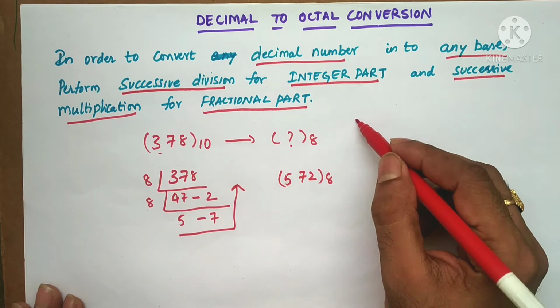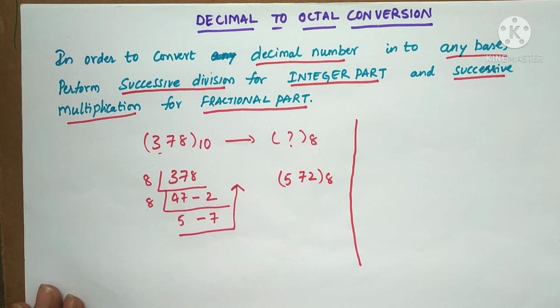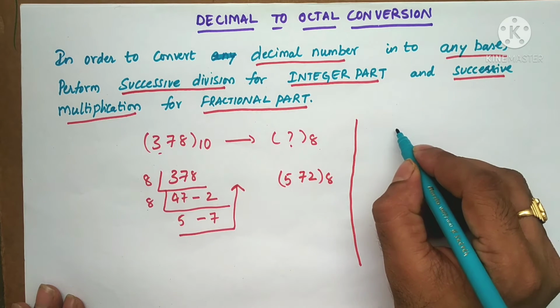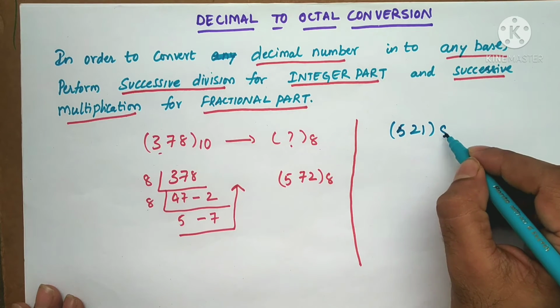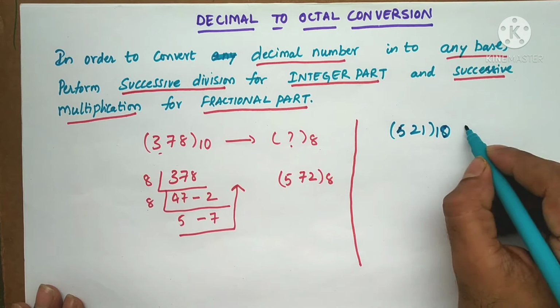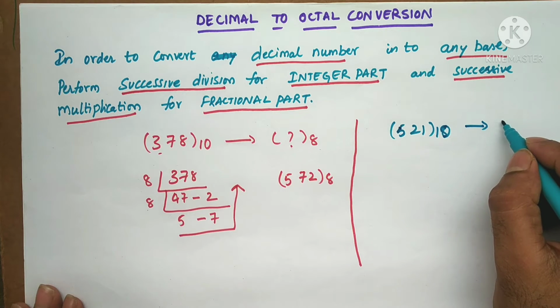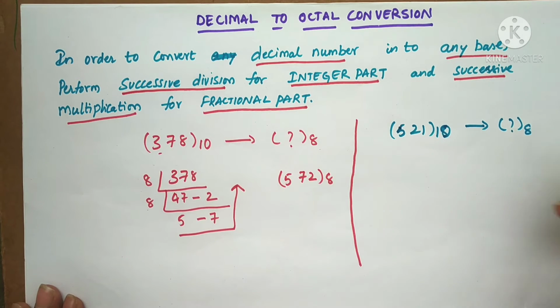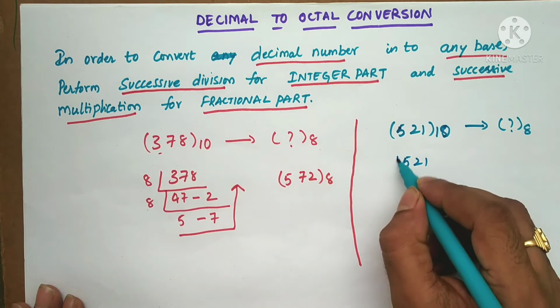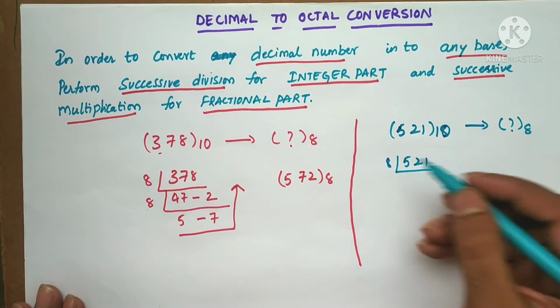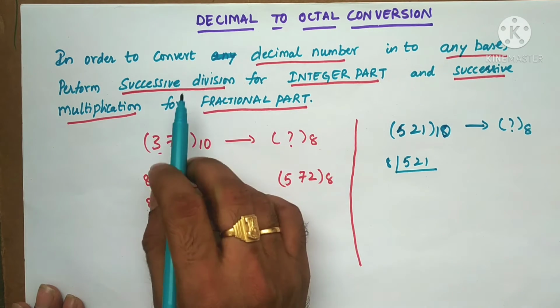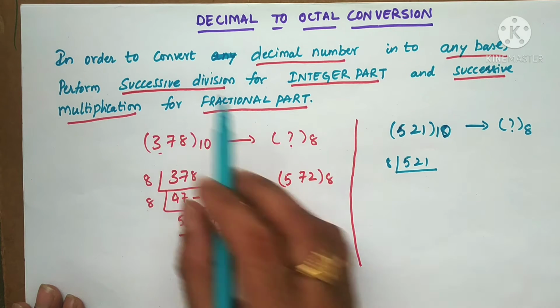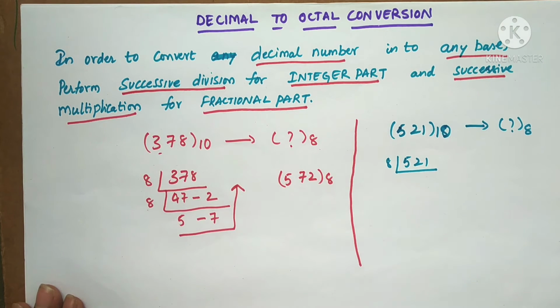Let us take another example. Here I want to convert 521 base 10, a decimal number, into base 8. So what do I have to do? I have to divide this 521 by base 8. There is no fractional part here, so I have to take only the integer part. For the integer part, we perform successive division with the base. So I divide 521 by the base 8.